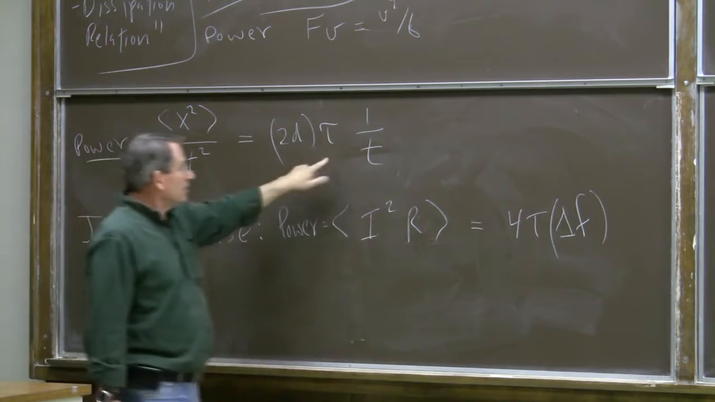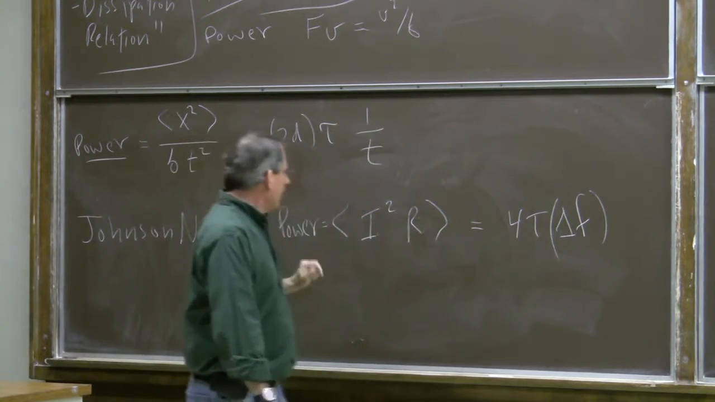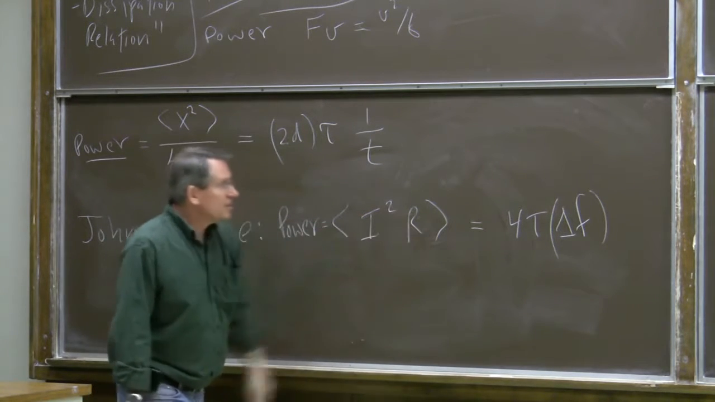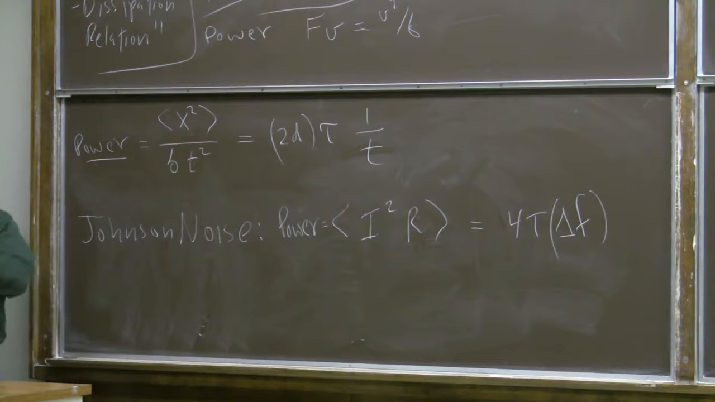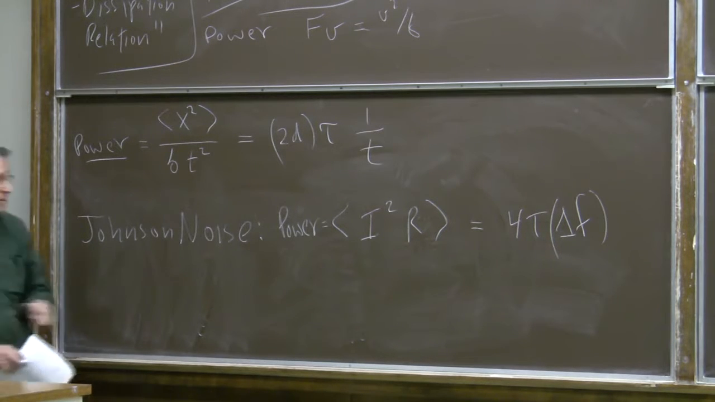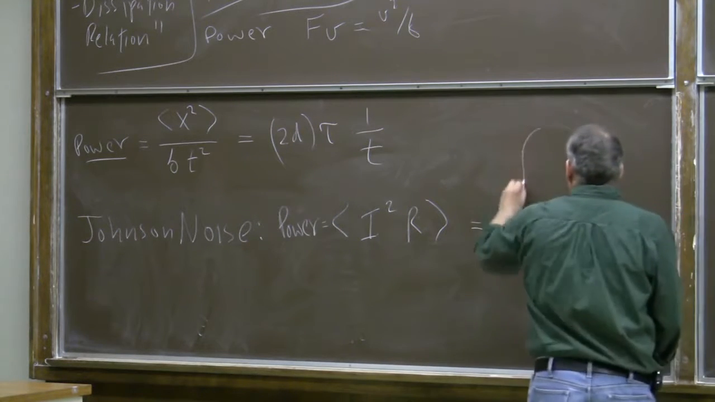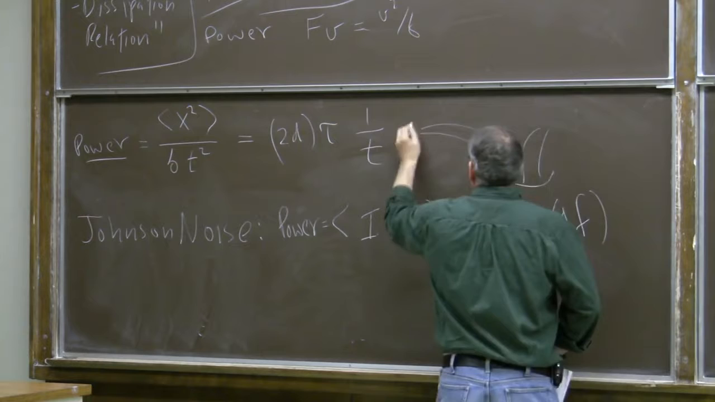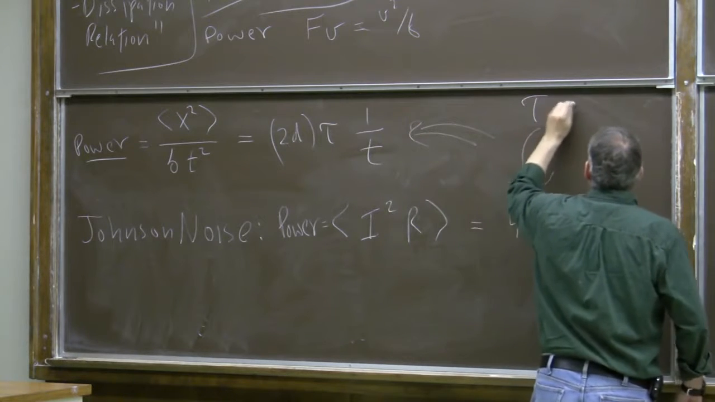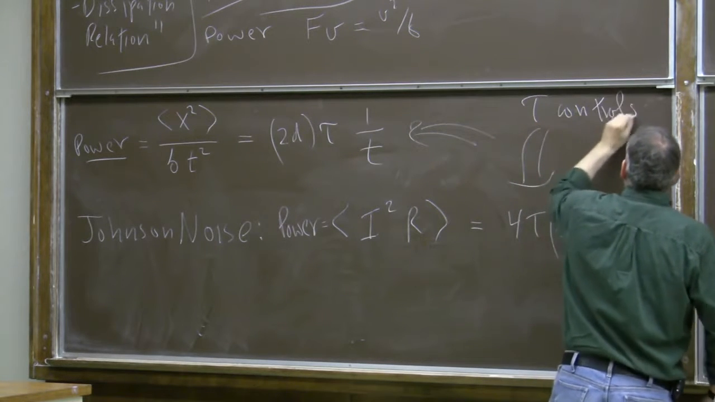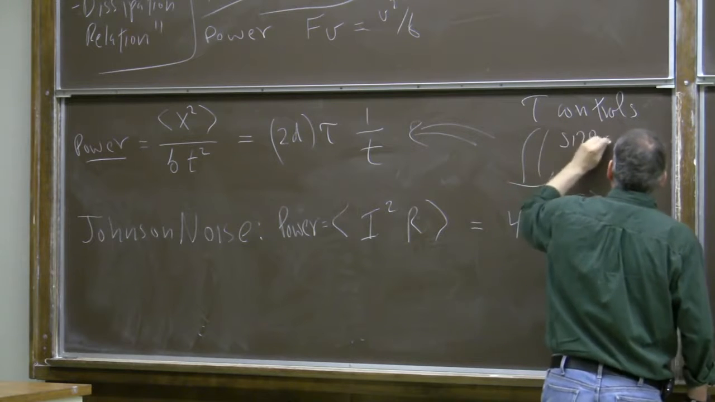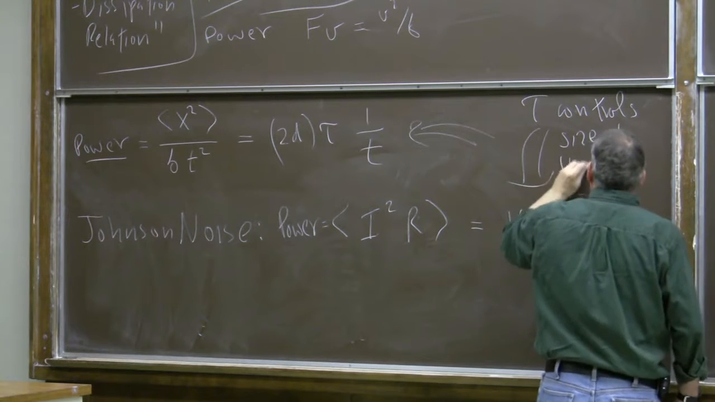And the size of the fluctuations scales with the temperature. Okay? Higher temperature, larger fluctuations. That's a fluctuation-dissipation relation. So the temperature controls the size of the fluctuation.